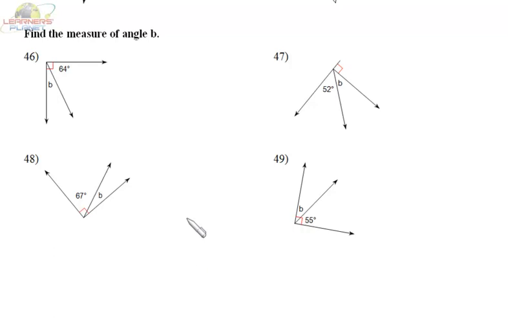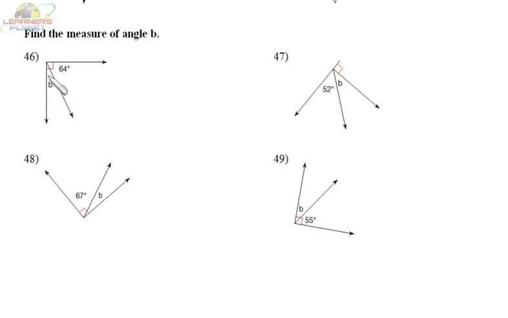Now friends, using these definitions of all the angles, adjacent angles, linear pair, vertically opposite angles, complementary angles, supplementary angles, we have to find out the missing angles in these given diagrams. Okay, now let's begin to take this first problem.